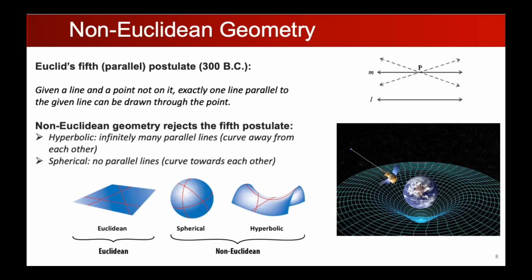For instance, spherical geometry says that there are no parallel lines that can be drawn through a point, and essentially the lines curve toward each other until they meet at some point, so they're not parallel. Hyperbolic geometry is a different scenario, where there are infinitely many lines that can be drawn through a point, and so the lines curve away from each other. The discovery of non-Euclidean geometry led to major scientific advances in physics, for instance, where the development of the theory of general relativity by Einstein was enabled by tools of non-Euclidean geometry.